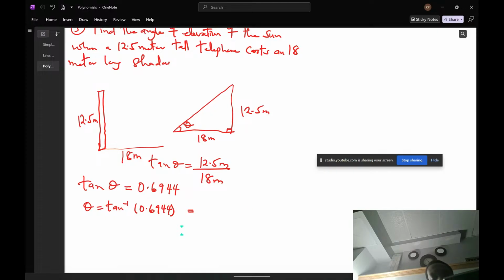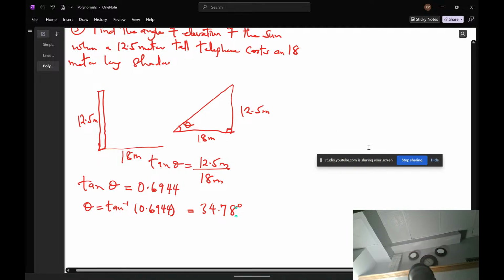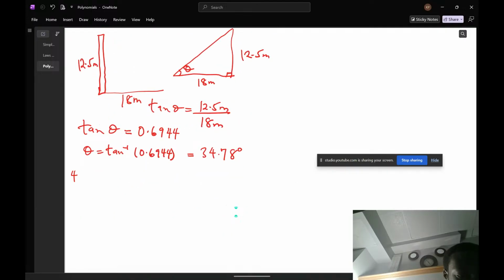So arctan of 0.6944 will be 34.78 degrees. So that's the answer for that one. Now I'm going to try out another question. The next question is number 4.